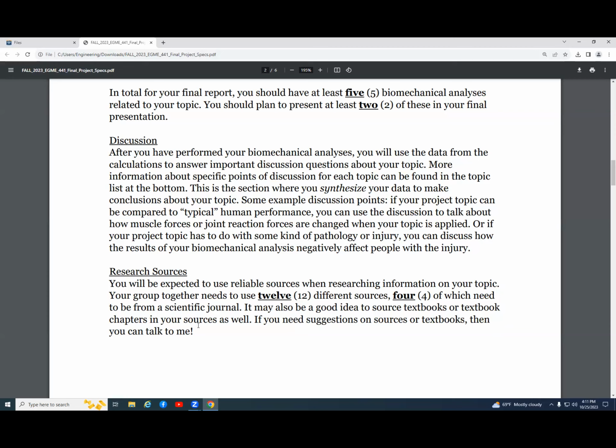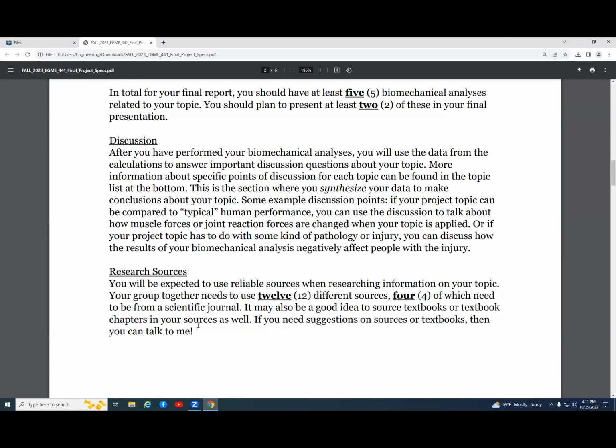Another very common topic is to do a project on sports performance. You can compare the performance of a top athlete, maybe a top sprinter, to what a typical human would be able to output in terms of muscle forces and walking speeds and things like that.